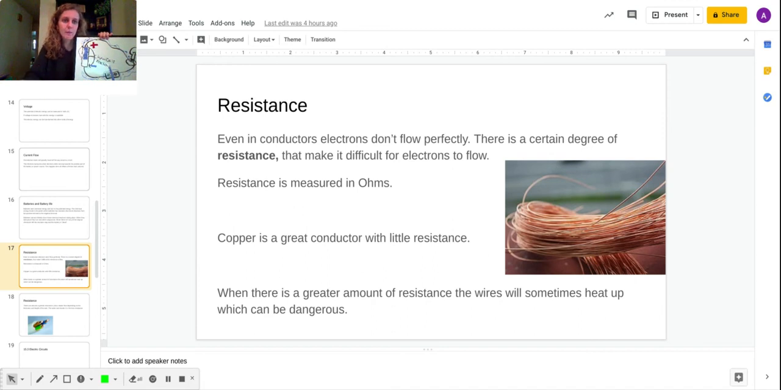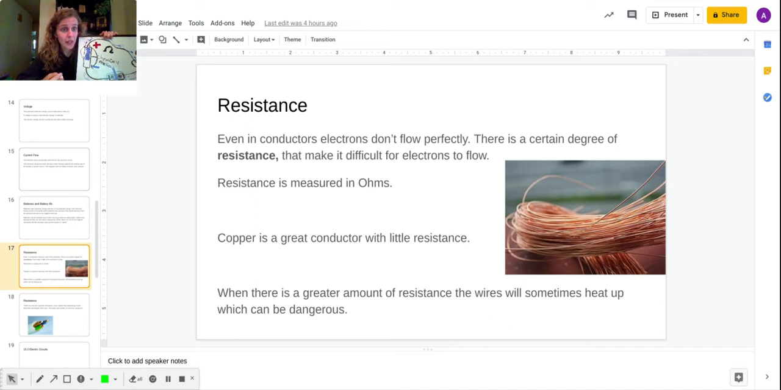So resistance we measure in the unit of ohms. That looks like a little, I think omega is what they call it. It kind of looks like a little horseshoe. I think they have it in your book when you're doing your guided notes, if I have you do those.